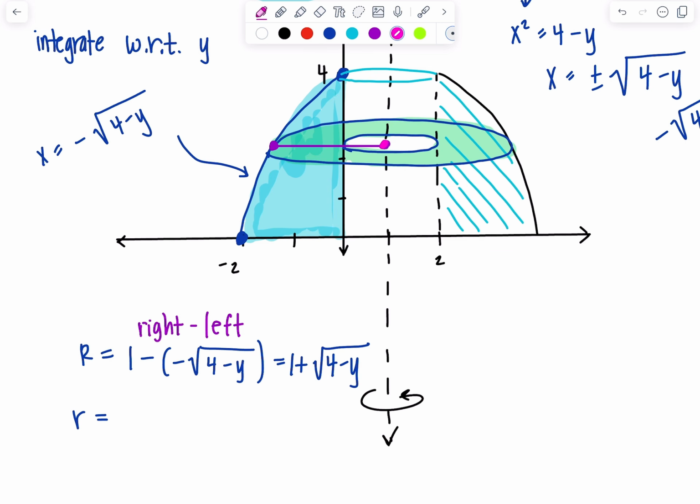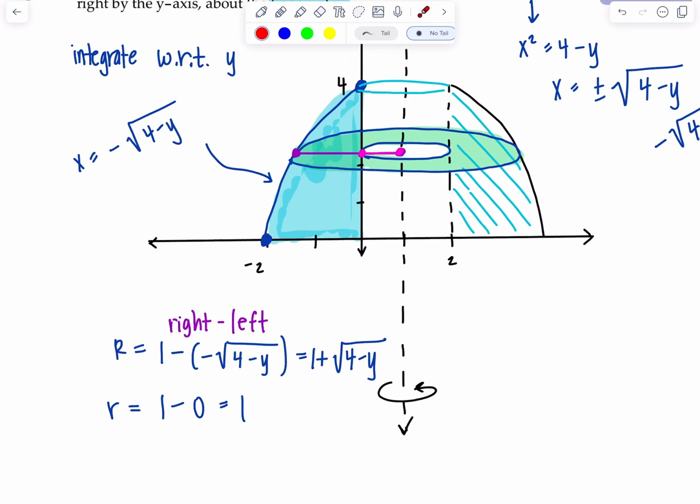Now what about little r? Little r sitting right in here. Do the same thing. On the right, we have x equals 1. On the left, we have x equals 0. It's just a constant. 1 minus 0, which is 1. And if you look, that should make sense because anywhere you slice, the inner radius is the same. It's constant. It's not changing. It's only the outer radius that's changing. Can you see it? So it makes sense. Little r is just 1.